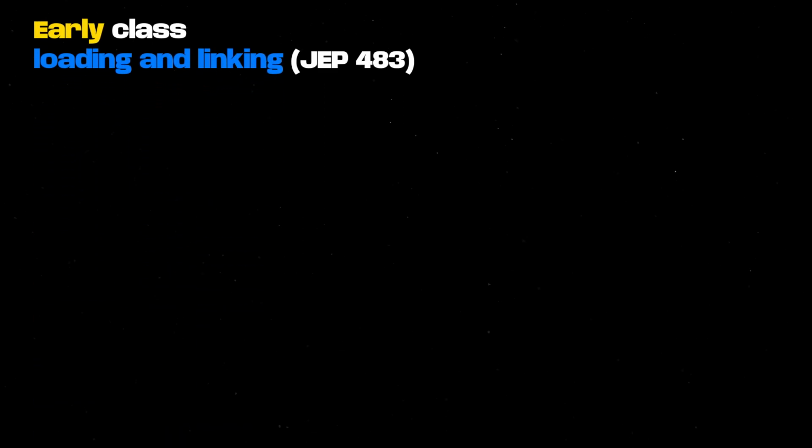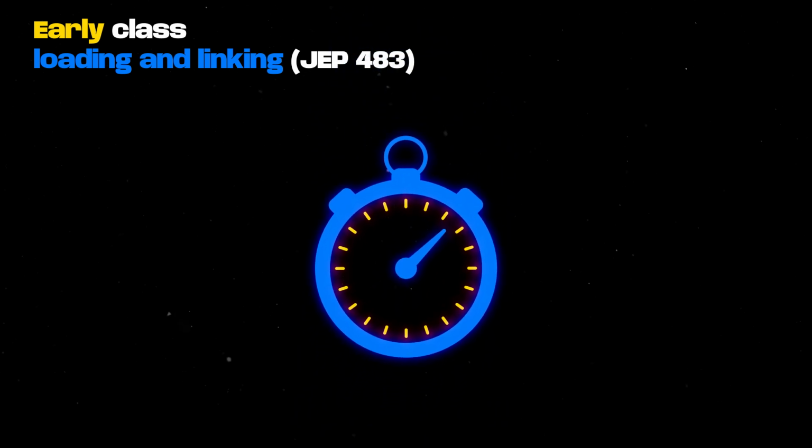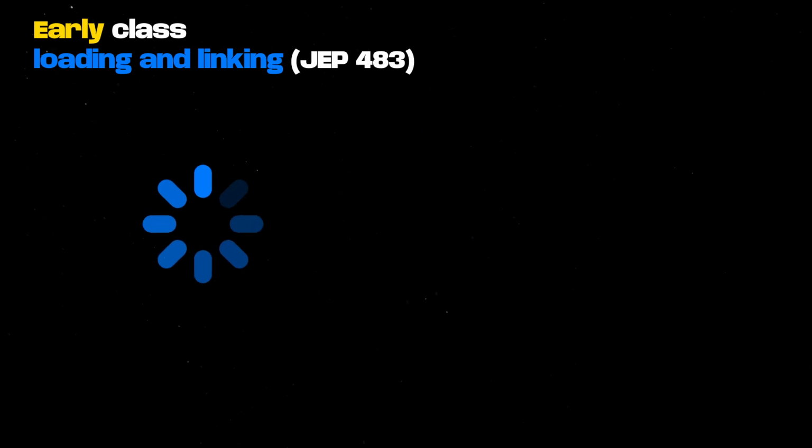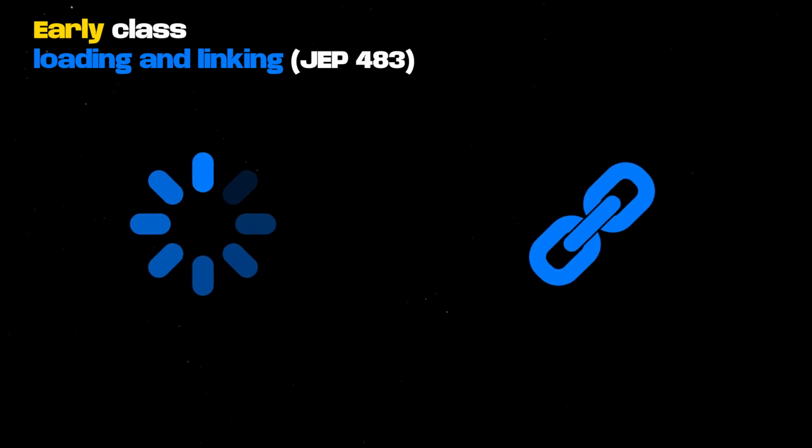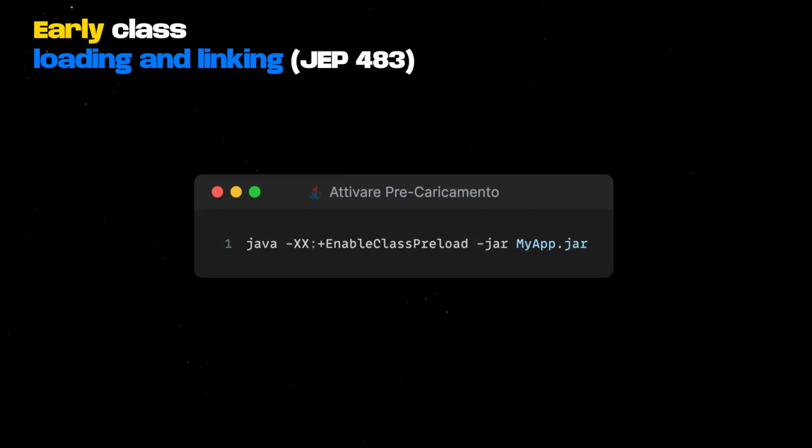The fourth update is early class loading and linking. This improvement makes your code faster right from the start, as the Java virtual machine can now preload and prelink classes in advance, significantly reducing application startup times. Here on screen is a practical example of how to enable class preloading.